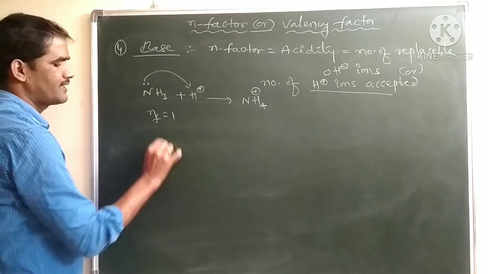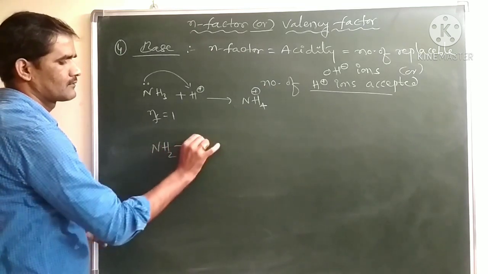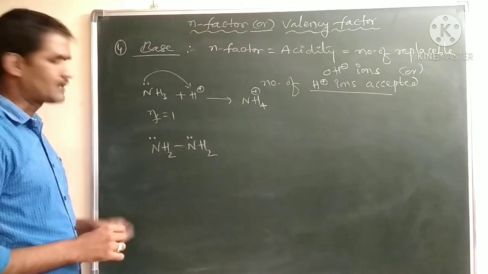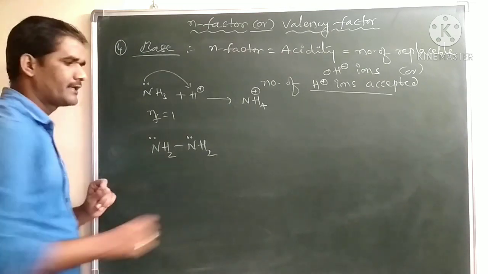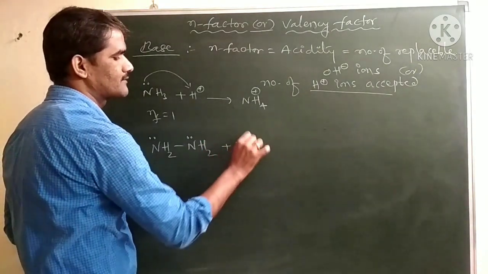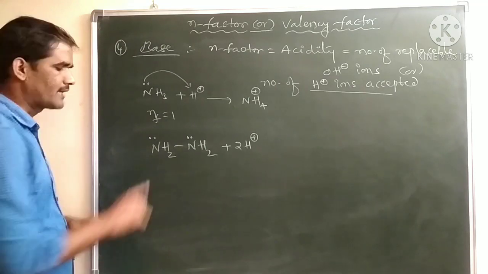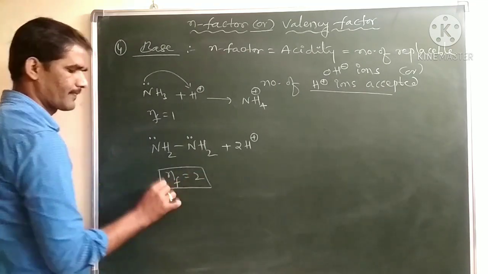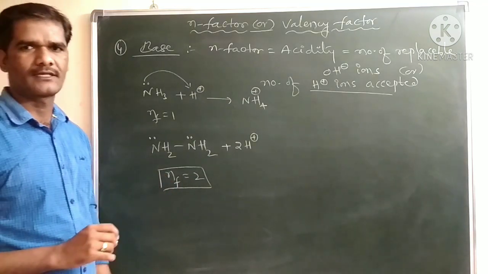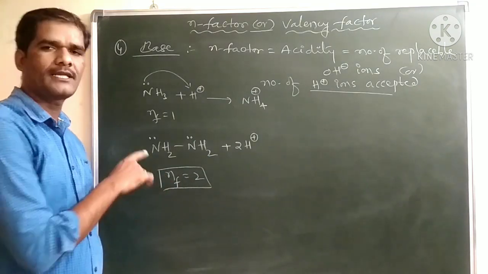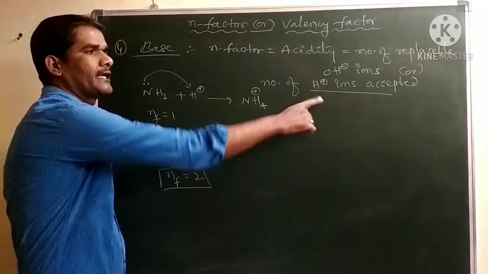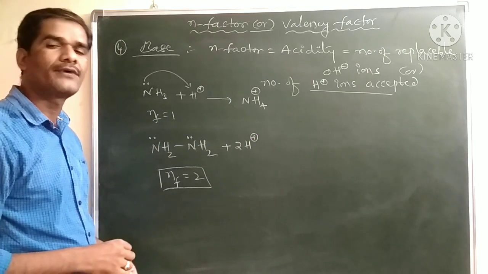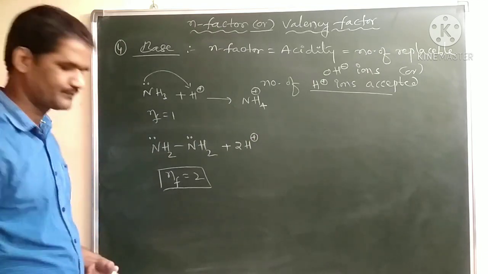Similarly, hydrazine. Here 2 lone pairs are there. It accepts 2 H plus ions. So N factor for hydrazine is 2. So like this we can calculate N factor for organic bases also. Here the N factor is based on the number of H plus ions accepted, whereas in the previous case, it was the number of OH minus ions replaced.